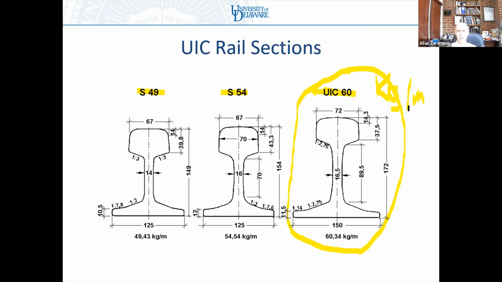Was that right? Did I miss something? No. 60 kilograms per meter. Yes, so a kilometer would be about 60,000 kilograms or 60 tons.